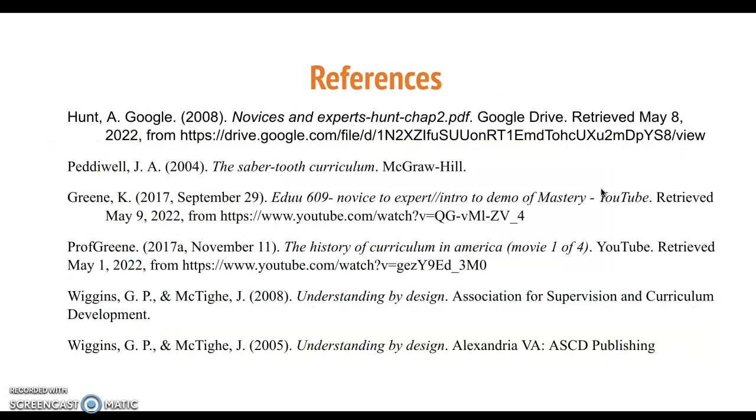So overall, while I have the reference page up, overall this book was entertaining, it was knowledgeable, and it gave a lot of insight to what we have been learning so far in this class. And it just really reiterated and reaffirmed how important what we're learning in EDU 609 is.